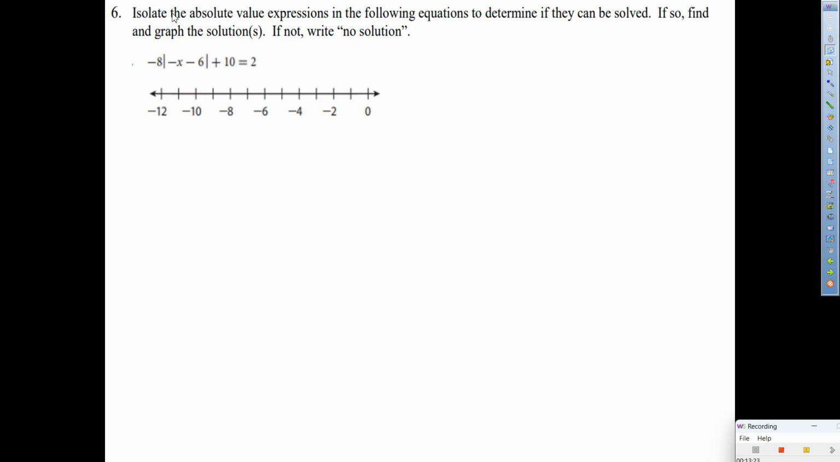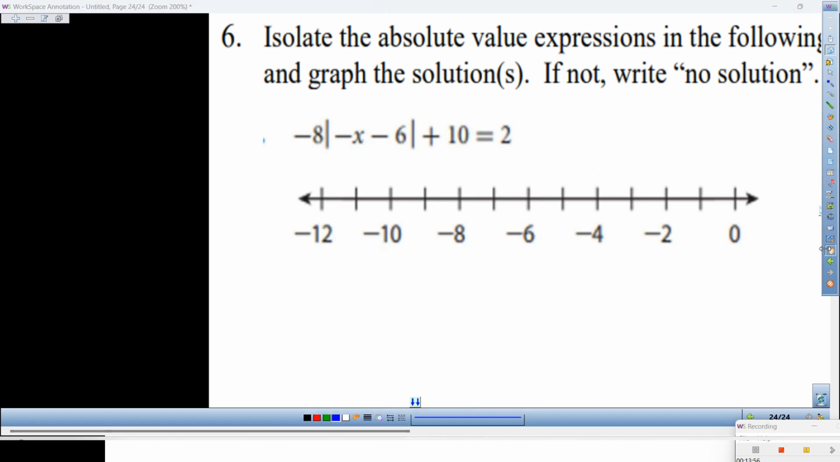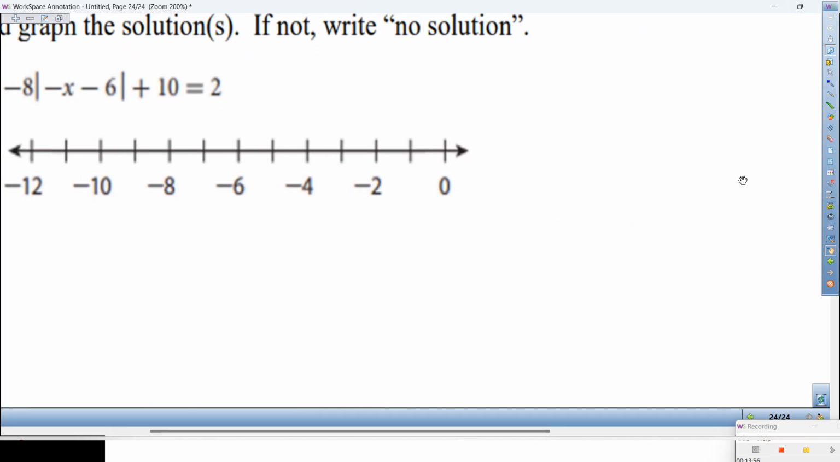Number 6, it says, isolate the absolute value expression in the following equation to determine if they can be solved. If so, find and graph the solutions, if not, write no solution. So, let's do this one together. I'm going to rewrite it to the right side. We got negative 8 times, that's what it means when it's next to the absolute value, absolute value of negative x minus 6, plus 10 equals 2.